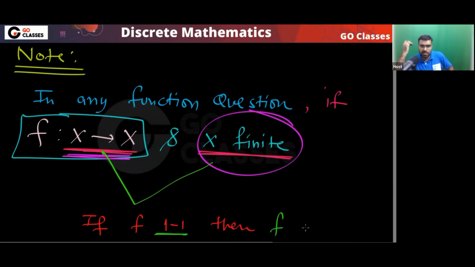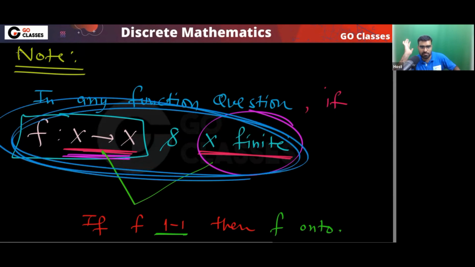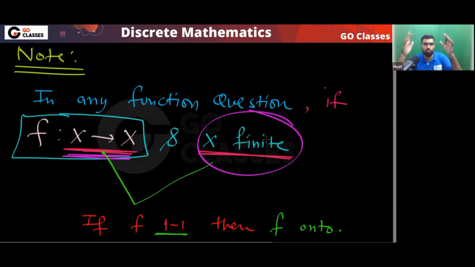Is this clear? Then immediately you should also write that f is onto. Basically, f is a bijection. This is what I'm telling you. Whenever you see this combination, this is a deadly combo. I can create 15, maybe 20 questions in which, with this deadly combo, you can make a mistake if this thing does not come to your mind.